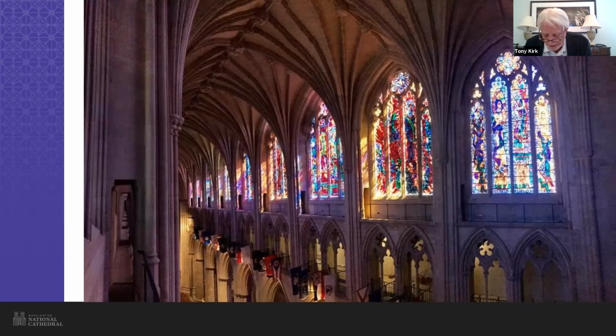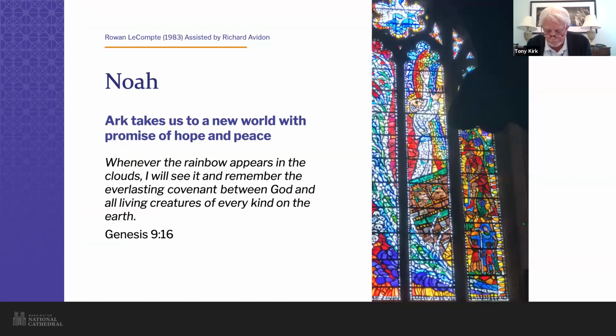These windows capture scenes from the Old Testament, and I would like to direct your attention to one of the first clerestory windows you encounter as you look up at these magnificent stained glass windows. This window tells the story of Noah and the ark.